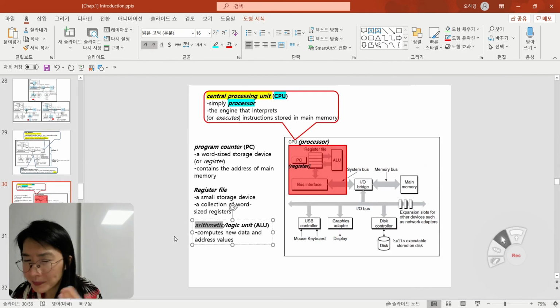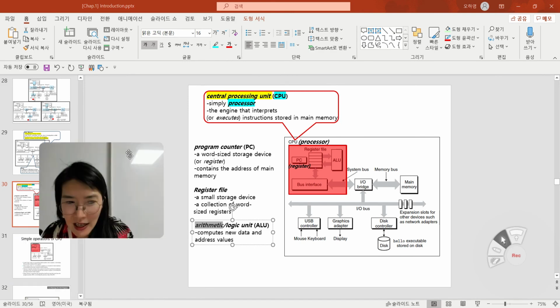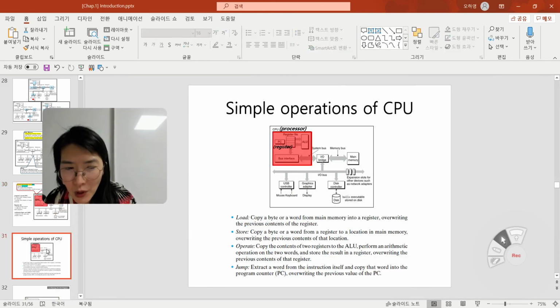So please take a look, memorize, and write down these concepts many times in your own notes. Okay. All right. So we will talk about the simple operations of the CPU in this slide. We can divide the CPU's operation into 4 steps. First is load. Second is store. Third is operate. Fourth is jump. Okay.